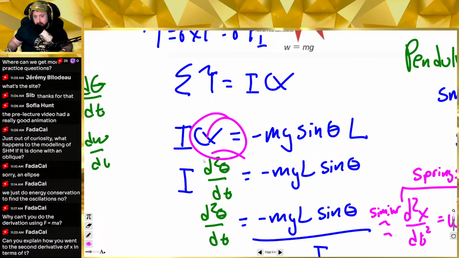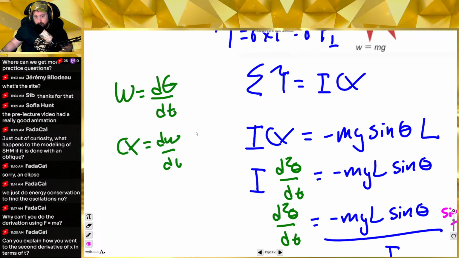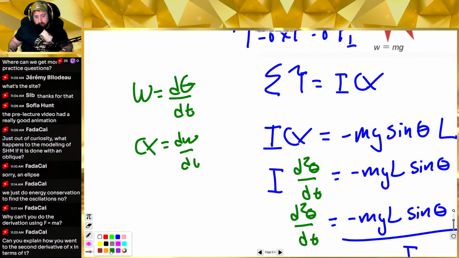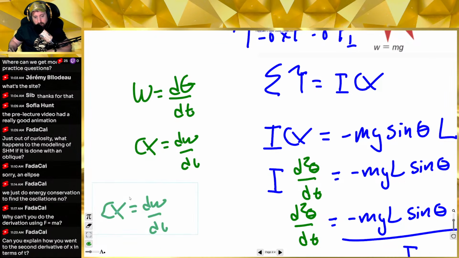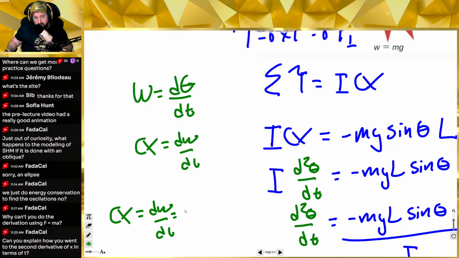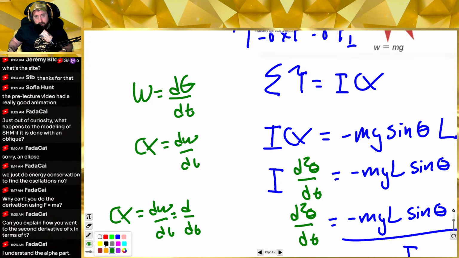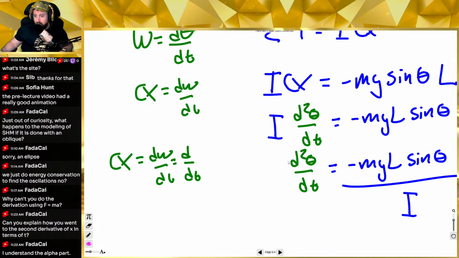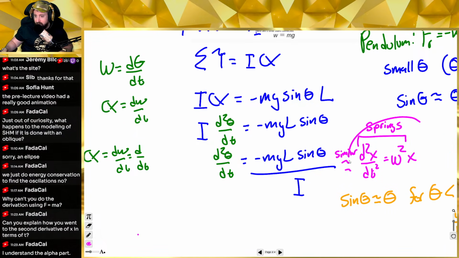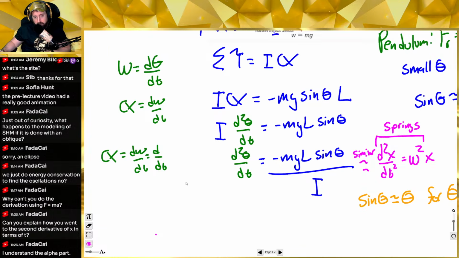If you're talking about how I went from alpha to the second derivative of theta, that came from this. So if alpha is equal to d omega dt, that's equal to d dt of d theta dt. Here, let me put different colors for you. Okay, the alpha part, then yeah, don't worry about the x part. I'm just showing that this, which for springs, looks very similar for pendulums. Yeah, it's not actually equal to it. That's why I put the squiggly. It looks like it. It's approximately kind of the same thing.